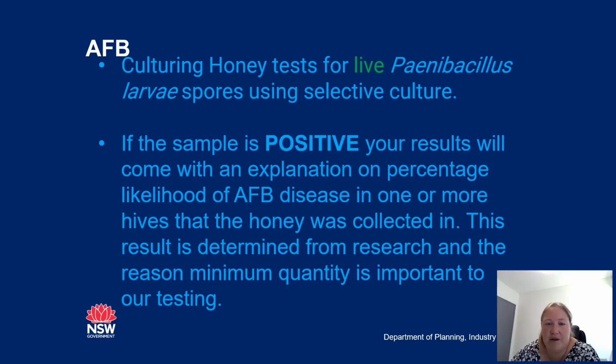And when you send us the sample, if your sample turns out to be positive, your results will come out with an explanation on the percentage likelihood of AFB disease in one or more of the hives that honey was collected for. Now this percentage result has been determined from research when developing the procedure, and that's the reason why we request the minimum quantity to run it, because our test has been developed using 75 mils of honey. So if we have less than that, our results don't mean as much and aren't validated. And that's why we request 100 mils, so we've got plenty to use.